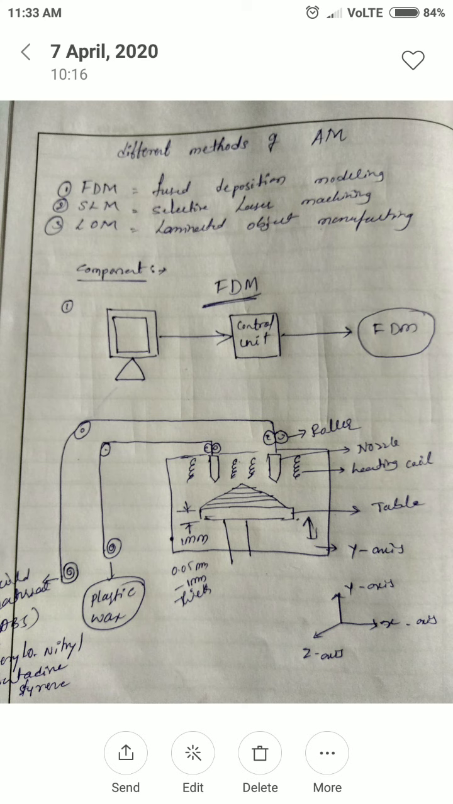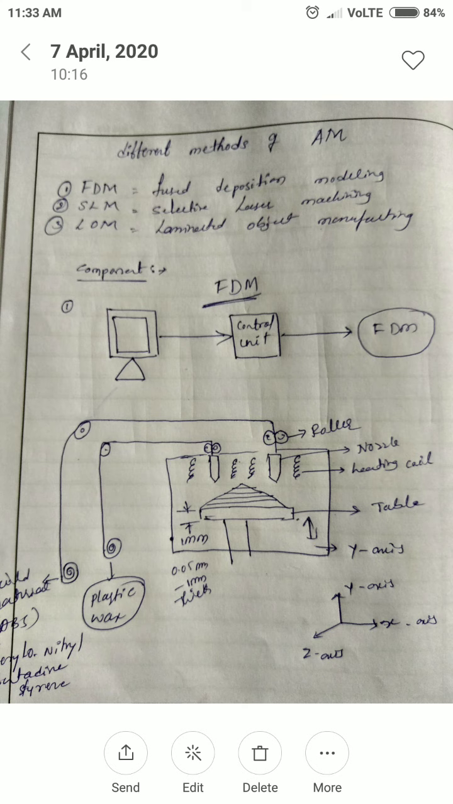When ABS, acrylonitrile butadiene styrene material, is coming down through the nozzle, what will happen? The table is moving. Initially it was in the upper portion. Once one layer starts depositing, one layer starts adding, this table comes one step down. The nozzle and heating coils will all be constant. The only movement in this chamber is that of the table.